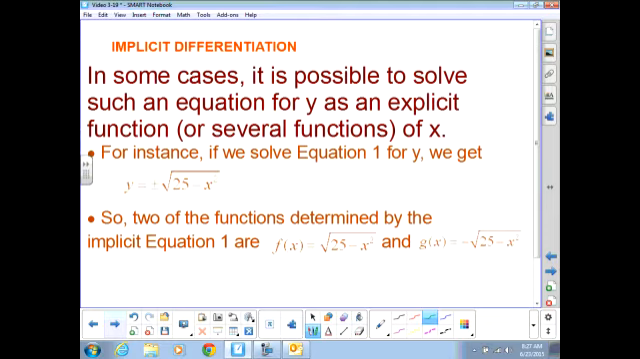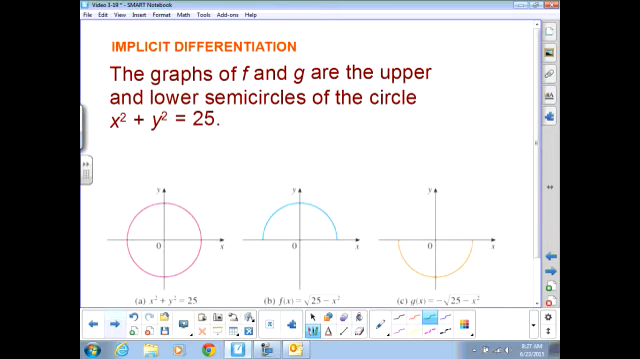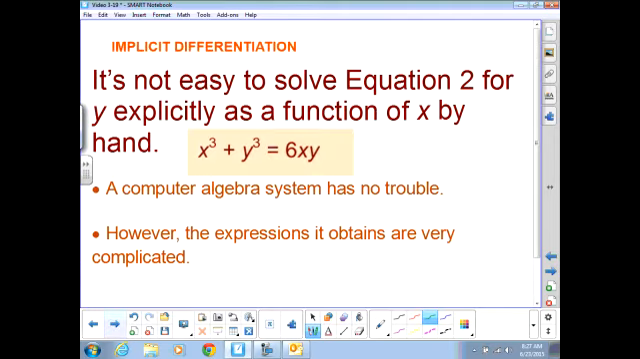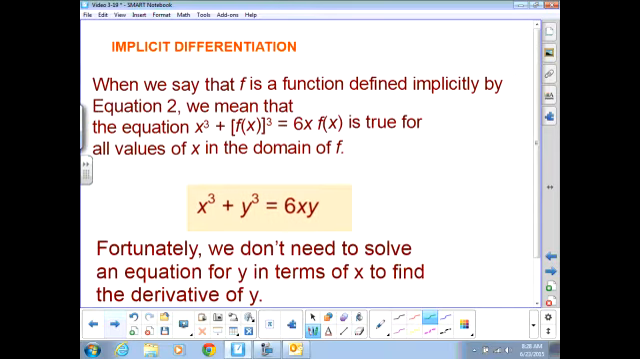The positive one is representing the top half of the circle, whereas the negative radical is representing the bottom half of the circle. So we say that this cannot be written explicitly because if you get y by itself, then you really get two separate functions. Similarly, if we have x cubed plus y cubed equals 6xy, this cannot be easily solved with y by itself. So we need other methods with which to take the derivative.